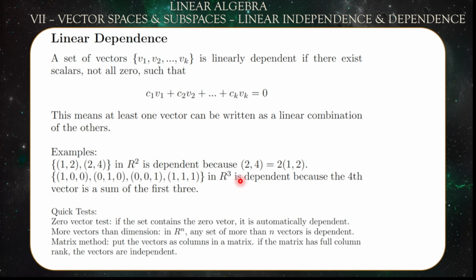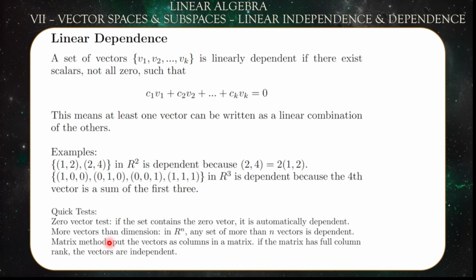Another example, in R3 you have (1, 0, 0), (0, 1, 0), (0, 0, 1), and (1, 1, 1). The set is dependent, given that the fourth vector is a sum of the first 3. So (1, 0, 0) plus (0, 1, 0) plus (0, 0, 1) gives us (1, 1, 1). So the fourth one is a combination, a vector sum, of the first 3 vectors.